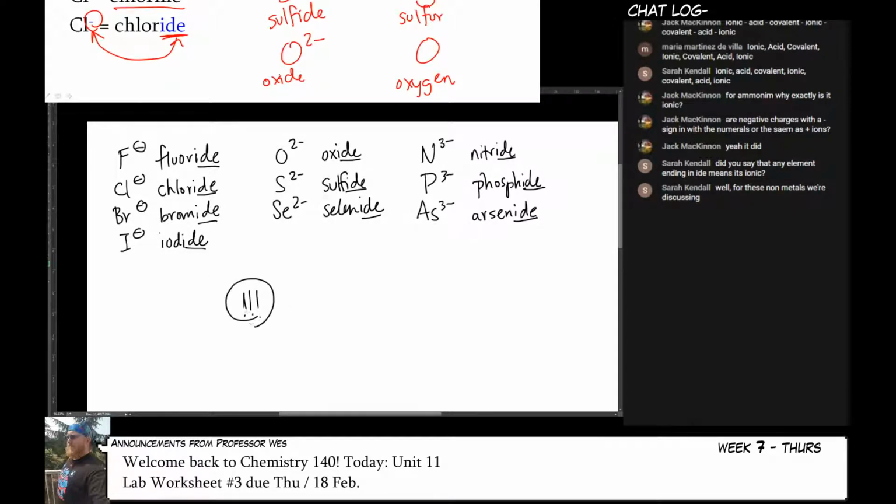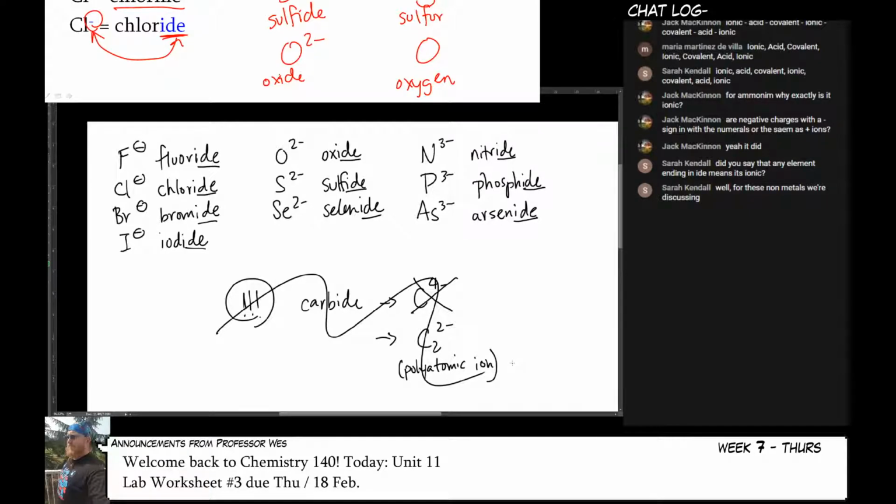Now, there is one that you should pay attention to. You might hear the word carbide out there somewhere, and you might think, oh, maybe it's this. It's totally not. I thought this for years. In fact, I taught that this was what carbide was. Carbide is actually this. Carbide is another polyatomic ion that you are not responsible for knowing. So don't worry about carbide, but don't accidentally try and name something as carbide.